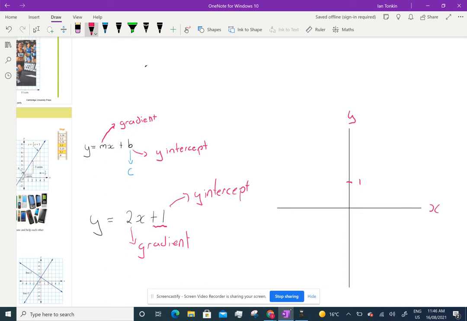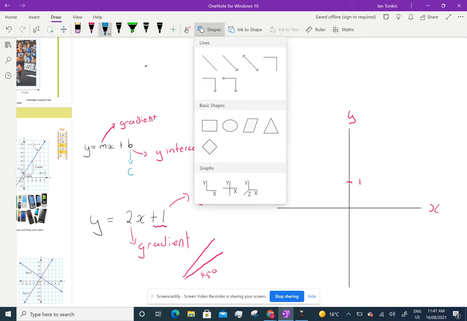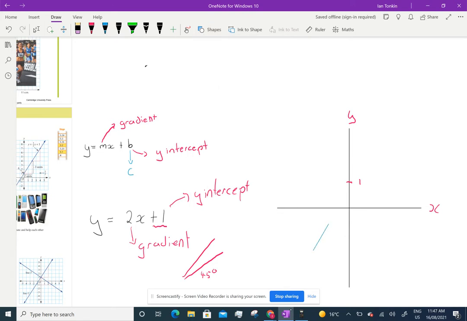Now, this is a positive gradient. If I have a gradient of 1, that's 45 degrees. If I have a gradient of 2, it gets steeper. I can't tell you exactly what the angle is, I could, but it means that it's going to get steeper. So I'm going to get a straight line going through that point there at a reasonable steepness. And there, I've drawn the graph of y equals 2x plus 1.